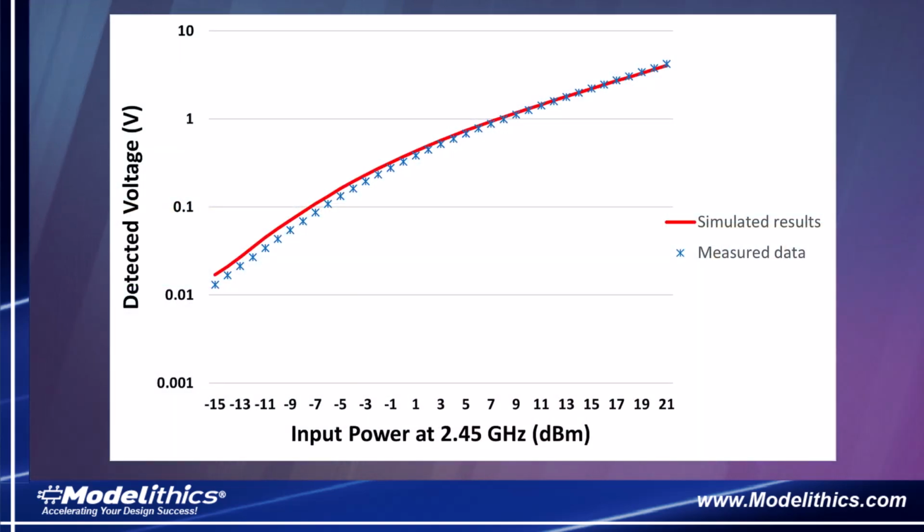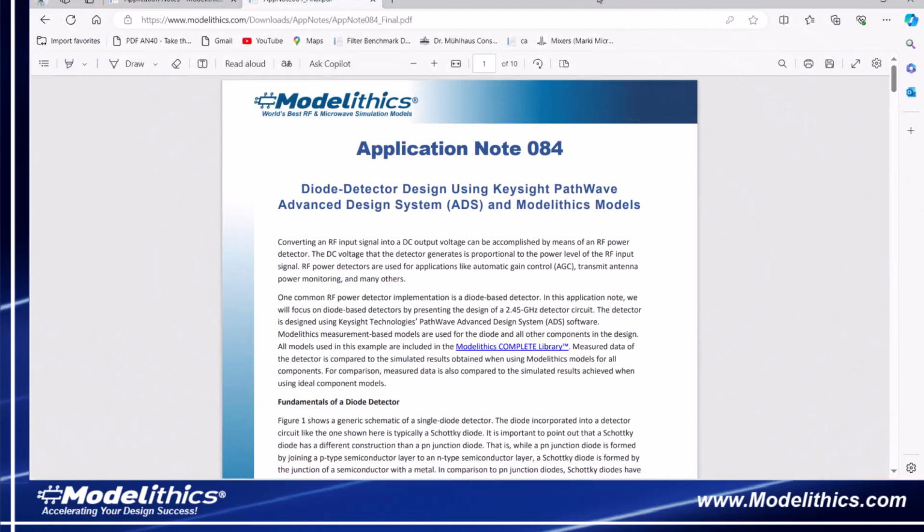Here you can see the DC output voltage versus RF input power at 2.45 GHz. The solid red trace represents the simulated data, while the symbols represent the average measured DC output voltage of the 3 detectors. Again, for more information, check out Application Note 84.